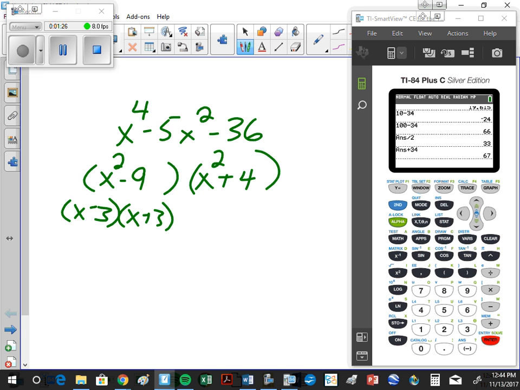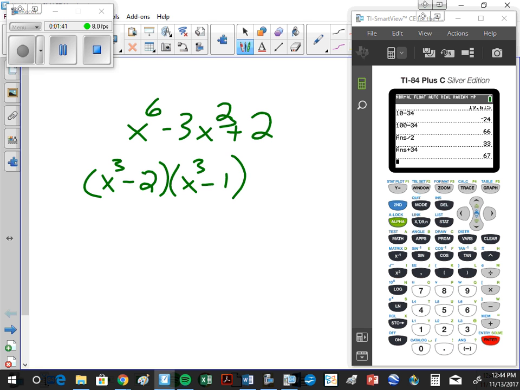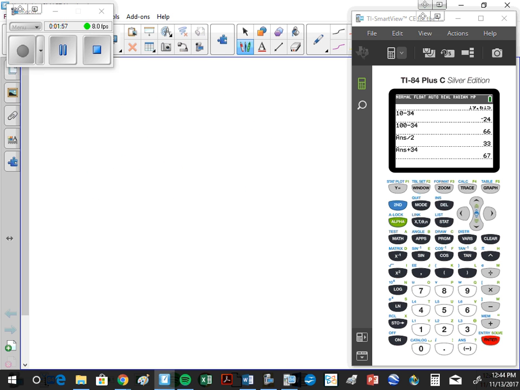Okay? And we could do the same thing if I had x to the 6 minus 3x squared plus 2, or x to the third. That's a quadratic, only it's an x to the third. And x to the third minus 1. Well, basically, is this times this equal to that? That's what you're looking for. So x to the third times x to the third is x to the sixth. So there are some of those in the first part of your work.